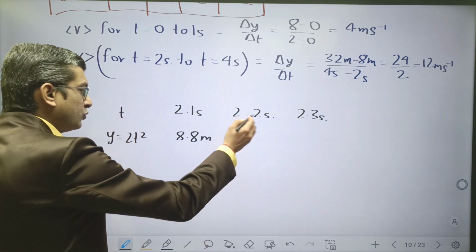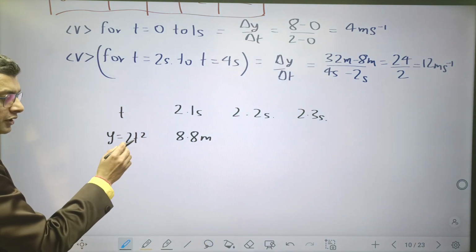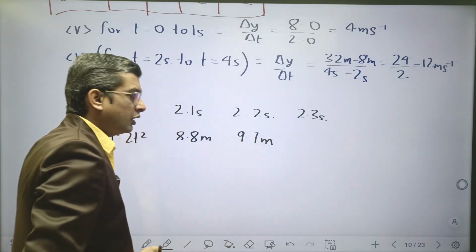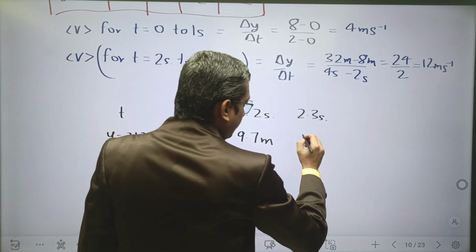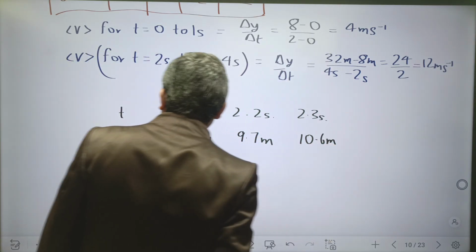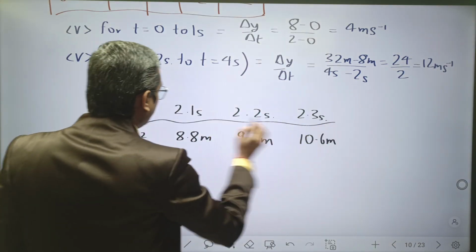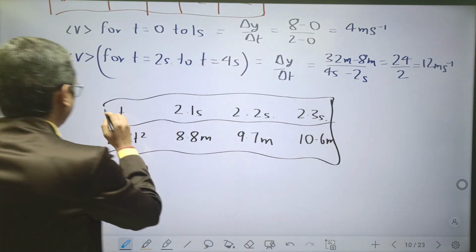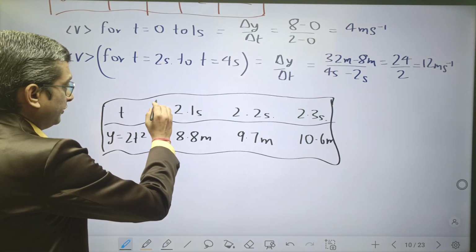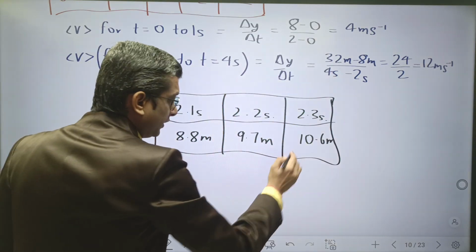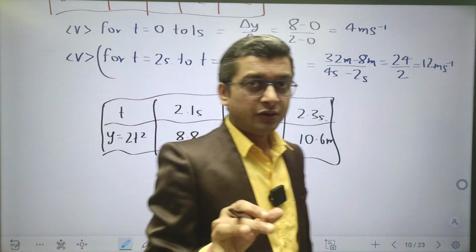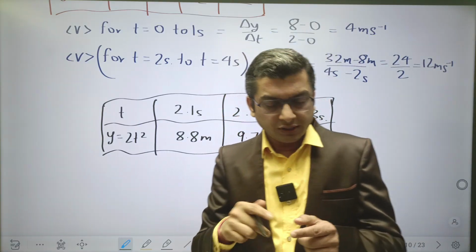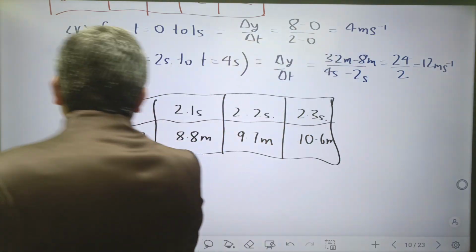And if you put 2.2 in place of time, you get the value 9.7 meter, and rounding off to one decimal place, here you will get 10.6 meter. Now let us observe the average velocity in this case. Very important information you are going to get here, dear students. Keep patience, very important. The key point, the turning point of this differentiation has arrived.